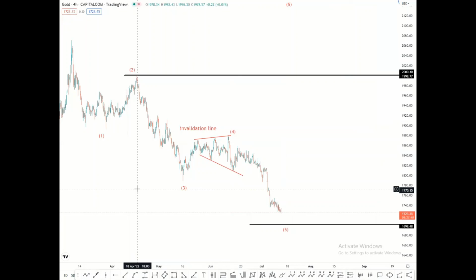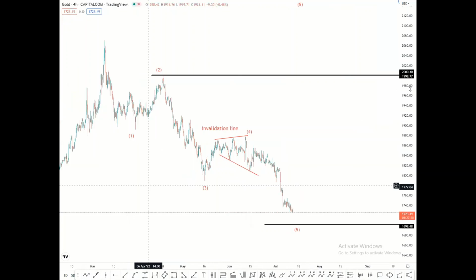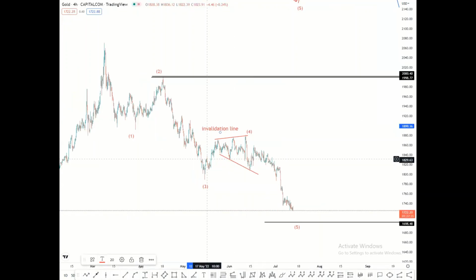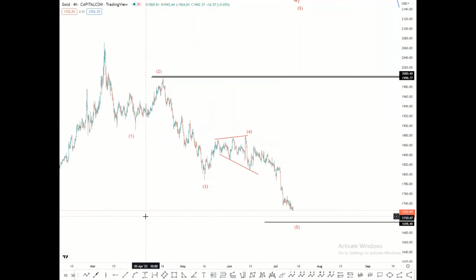This is how we dealt with gold, and the trades that we took were actually successful. So these are the Elliott Waves, everybody.